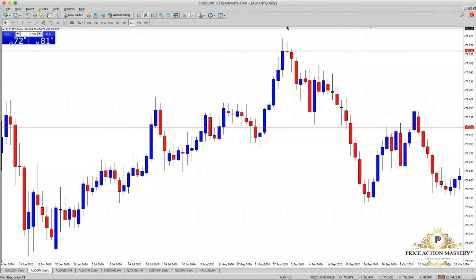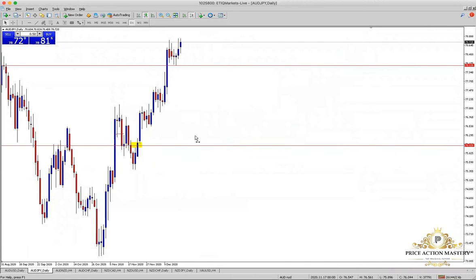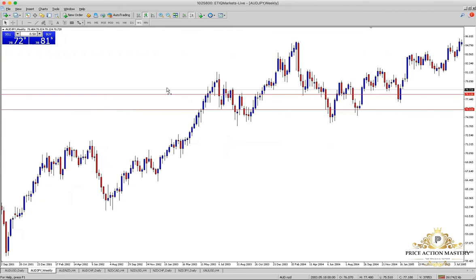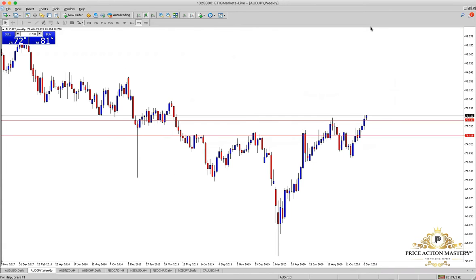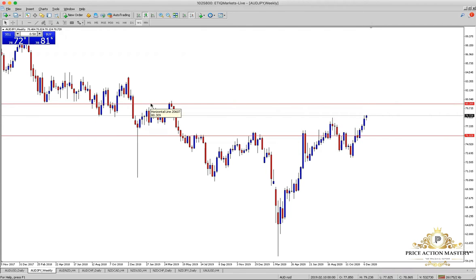The next will be Aussie yen. Same thing, we need to look into the weekly time frame. Weekly, it's very clear that the market wanted to test this level, this high. The market always likes to test the previous high.